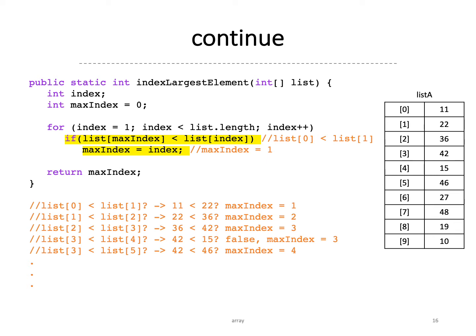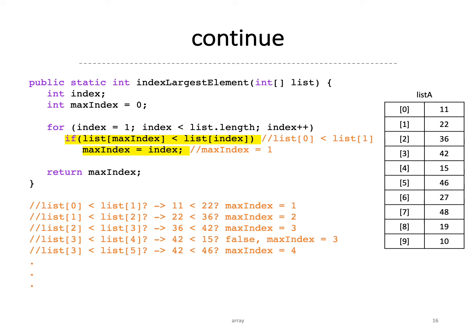Within the for loop, it increments the value of index by 1. So now it checks list at index 1 with list at index 2, which is 22 and 36. It changes the max index from 1 to 2. It continues to check at index 2 and index 3, which is 36 and 42.